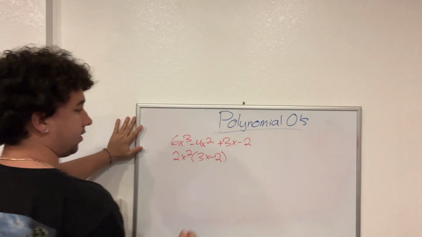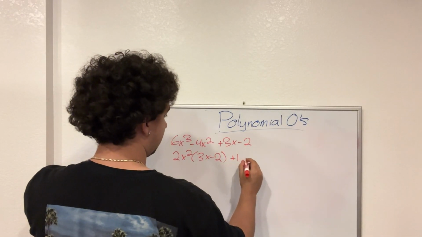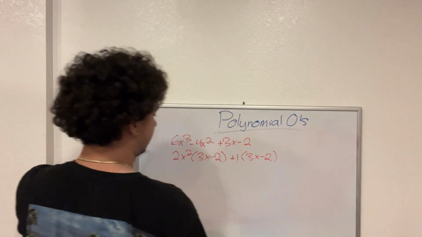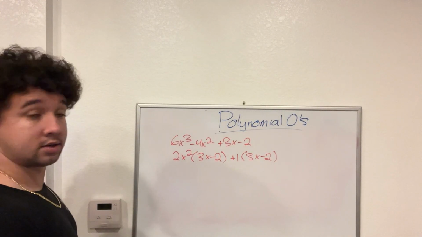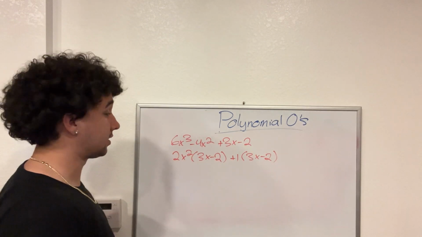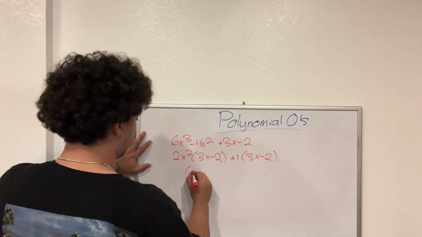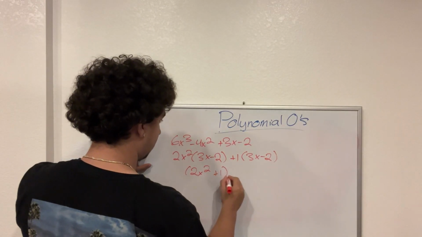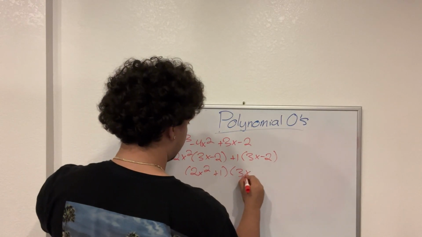And then look at that. This one also is going to be plus 1. I'm taking out 1. That gives me 3x minus 2. Notice in this case, both of these binomials are the exact same. So what I can do here is I'm going to write this as 2x squared plus 1, and then 3x minus 2.